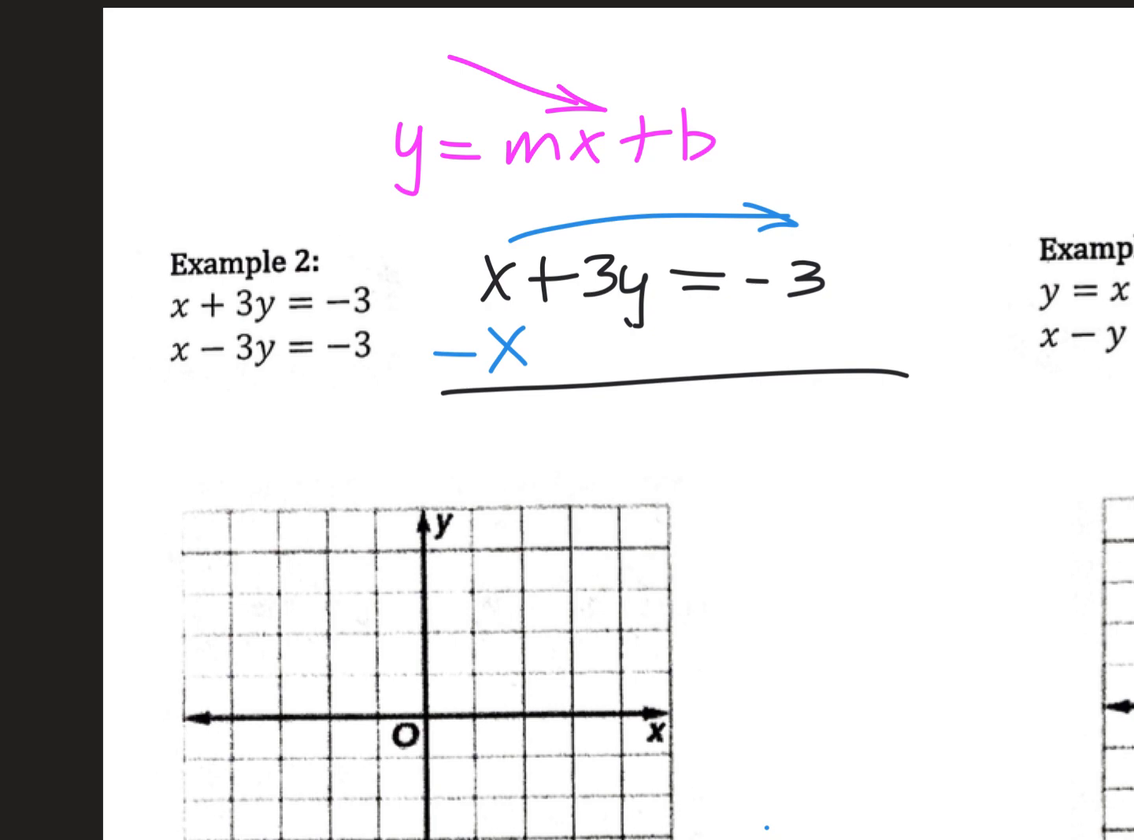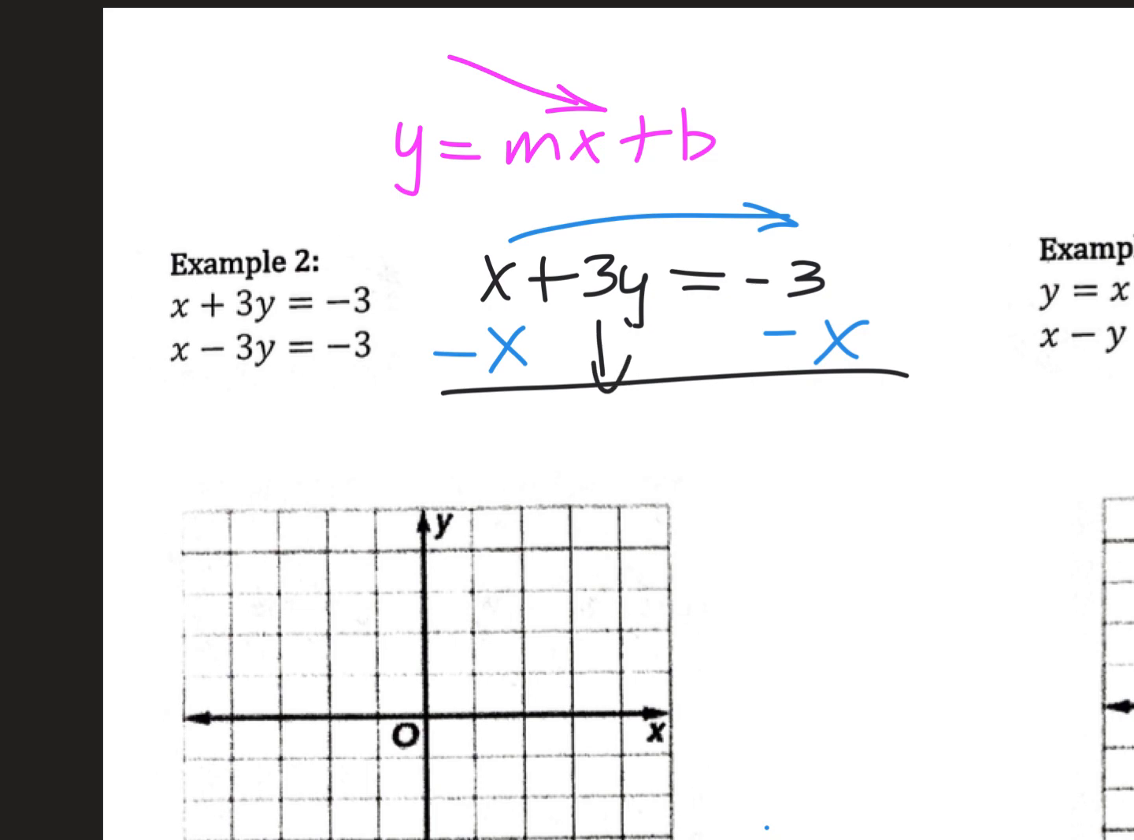That's okay. All right. So when you move the x over to the other side, this is the number one mistake I saw you making last week. That x is not a positive x when you move it over to the other side. You've got to switch the sign, because what you're really doing is subtracting x from both sides. That's how you're getting it over there.